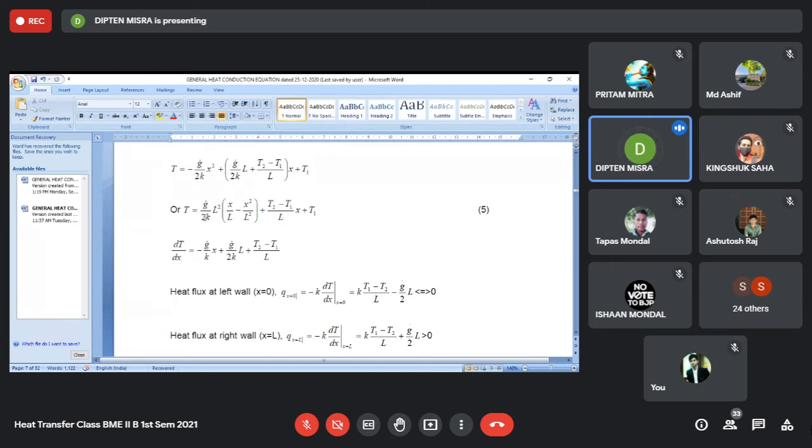So we can replace this whole thing, g dot L square by k, with a new symbol, capital G dot. So the equation becomes theta equal to capital G dot into x bar minus x bar square, plus x bar.